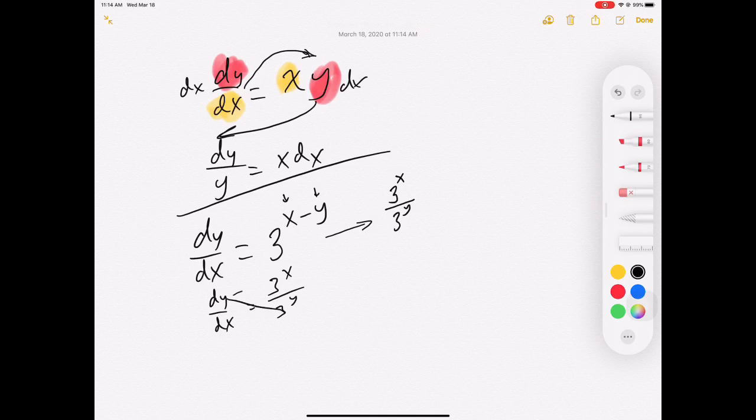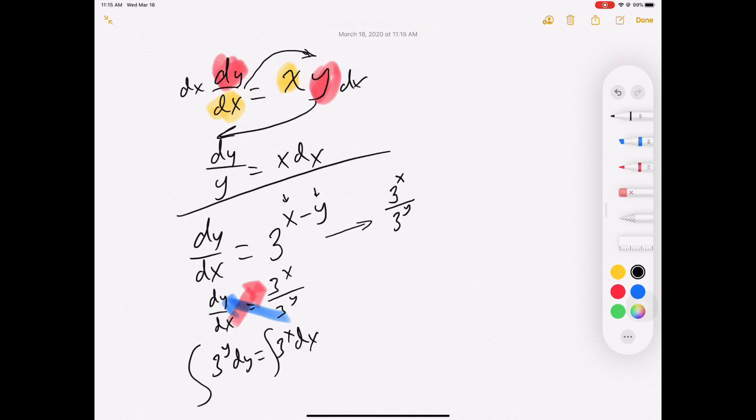Then now we can move our x's and y's over to each other's side. We're going to move the x's over this way, and the y's over this way. When we do that, we end up with 3 to the y power dy is equal to 3 to the x dx. And then we can integrate afterwards, whatever that may be.